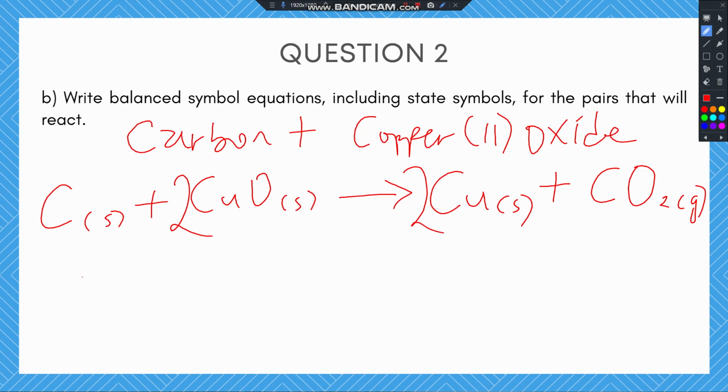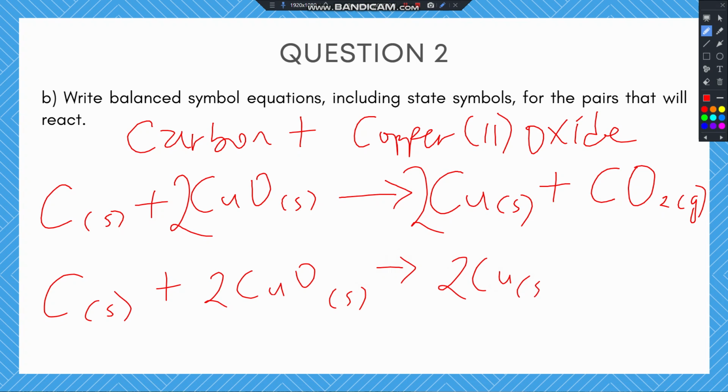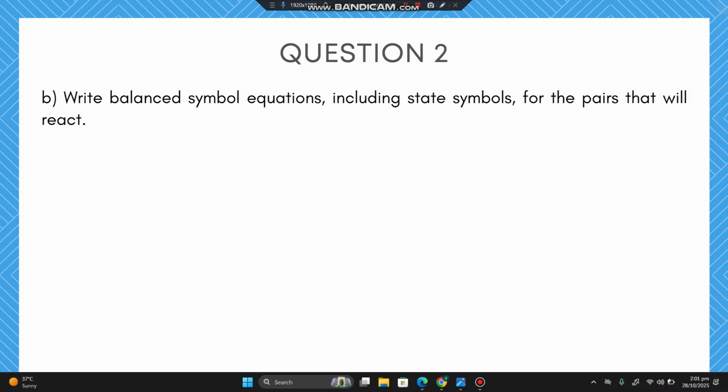So let me rewrite that out. Solid carbon reacts with copper 2 oxide to produce solid copper plus carbon dioxide gas. This is the balanced equation for the first pair that will react. Let's check out the last pair and see what we have.